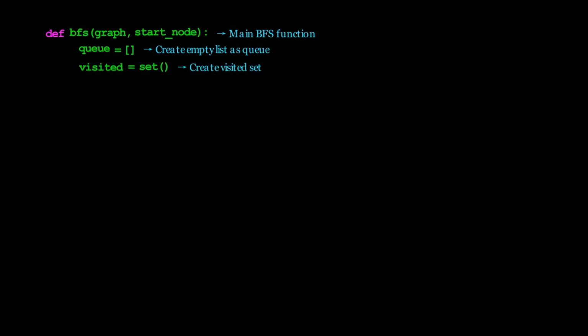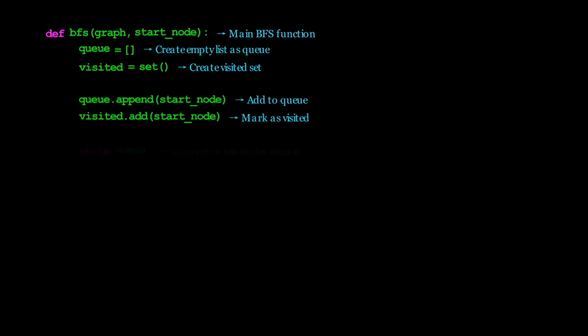Now let's dive into the actual code implementation of BFS in Python. Our function BFS takes two parameters, graph and a starting node. We start by initializing two crucial data structures: the queue, which will manage our exploration order, while the visited set prevents us from processing the same node twice. Next, we add our starting node to both the queue and the visited set. This marks the beginning of our traversal.